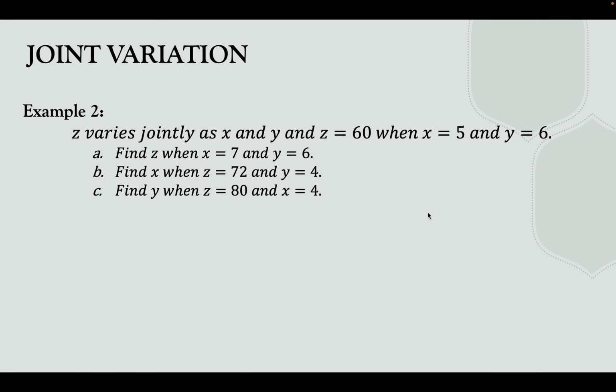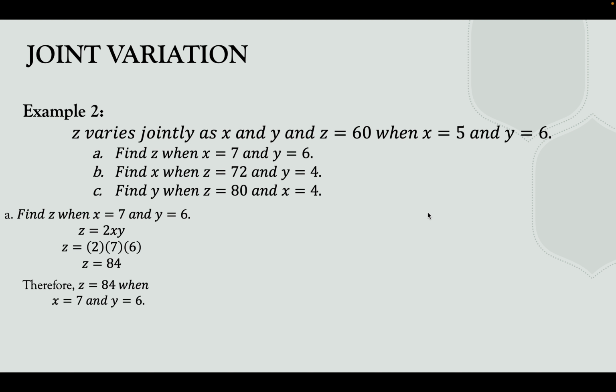Now, since we have the equation of variation, we can find the missing value of A. We need to find Z when X equals 7 and Y equals 6. So we will use the equation of variation Z equals 2 times X times Y. Substitute the given: Z equals 2 times 7 times 6. We have Z equals 84. Therefore, Z is 84 when X equals 7 and Y equals 6.